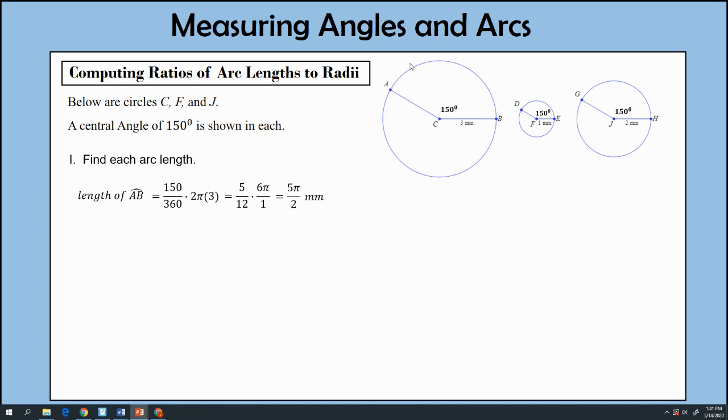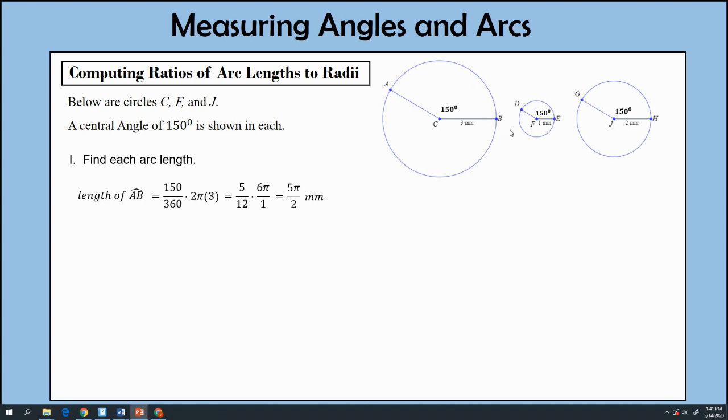So the distance from A to B along this arc is 5 pi over 2 units, in this case millimeters. If I really want to know what that number was, I would do 5 times 3.14 and divide it by 2. And that would tell me how far it is from A to B.